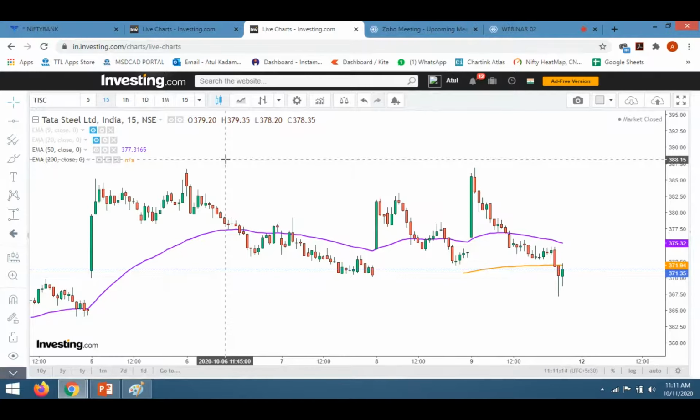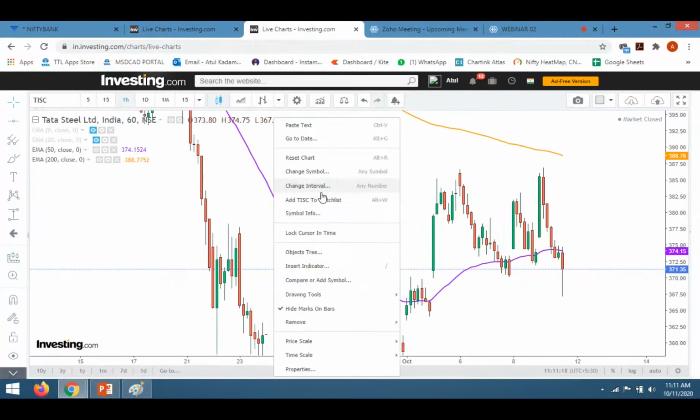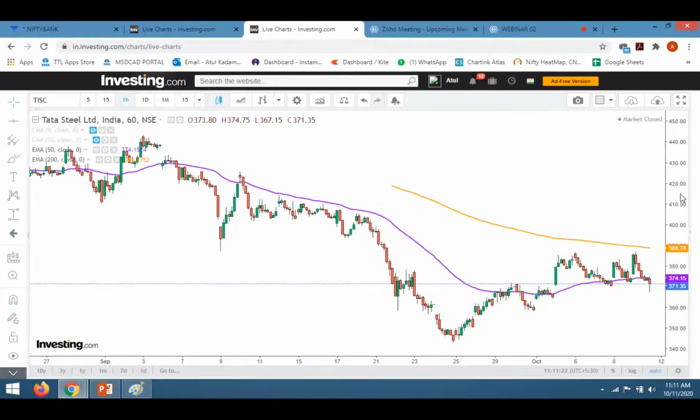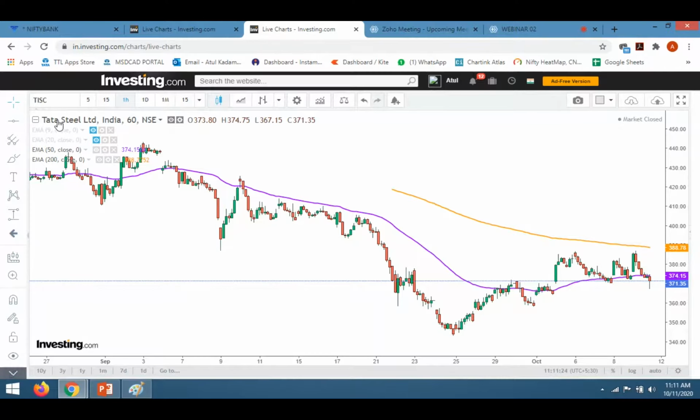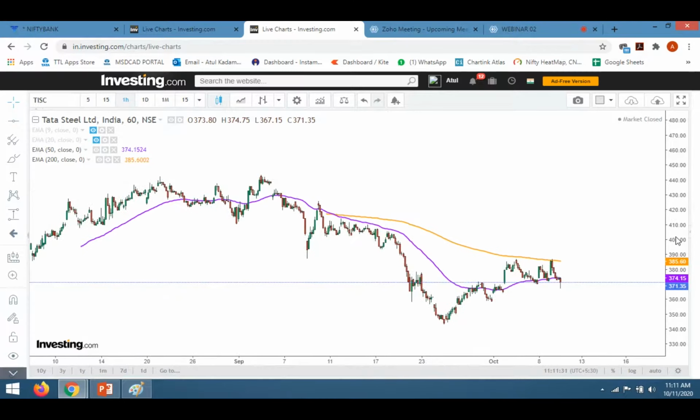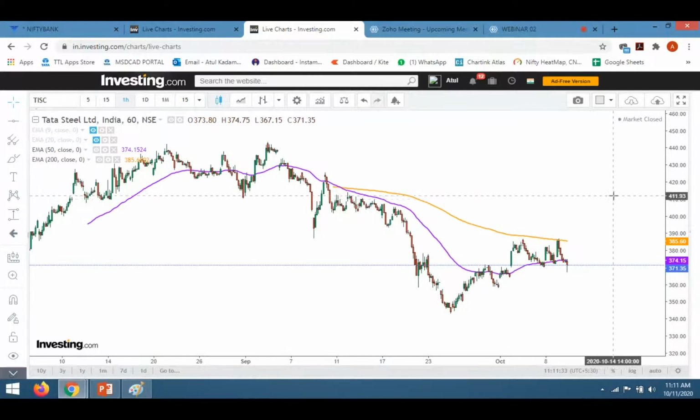For 1 week of positional I use the hourly time frame. So in the hourly time frame, I reset the chart. For positional I use the hourly time frame, same stock Tata Steel, and same concept. It's going to update. So on a negative crossover I am going to sell and on a positive crossover I am going to buy.